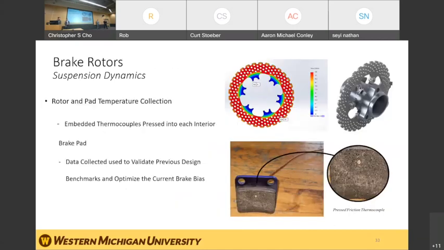Moving on to our brake rotors, we were validating our rotor and pad temperature by installing an embedded brake thermocouple into the pad, seen here. It was drilled and prepped, and then the thermocouple was pressed into the brake pad. It is a friction thermocouple, so the thermocouple will last the whole longevity of the brake. The data collected was used to validate the previous design, which you can see up here, which used SolidWorks simulation, as well as to see our current brake bias and how the vehicle is performing.